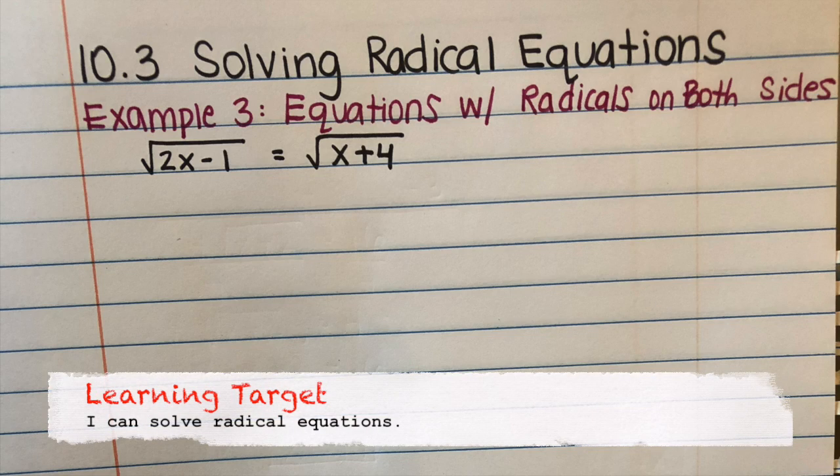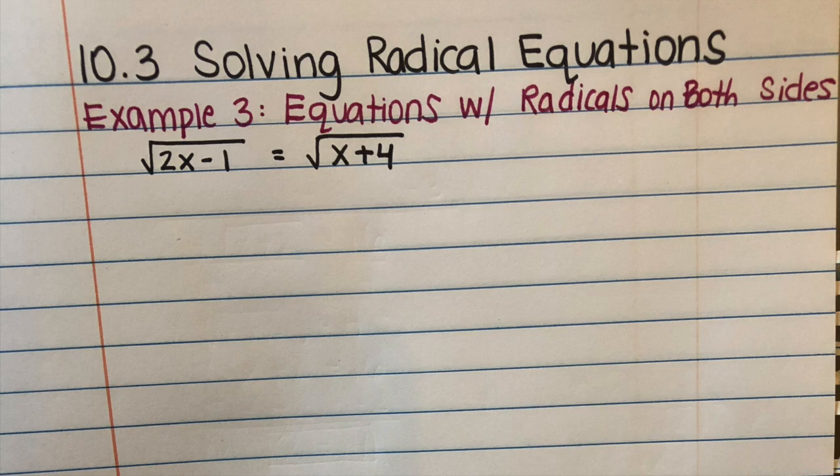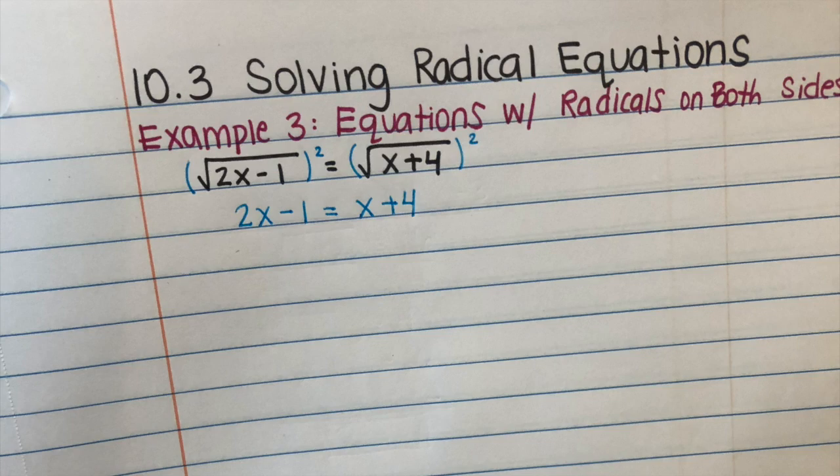All right, our next example in section 10.3 involves solving equations with radicals on both sides. What you'll notice in my equation for example 3 is that I have the square root of 2x minus 1 equal to the square root of x plus 4. Since the radical is on both sides of my equation, I can square both sides to get rid of both of those square root symbols.